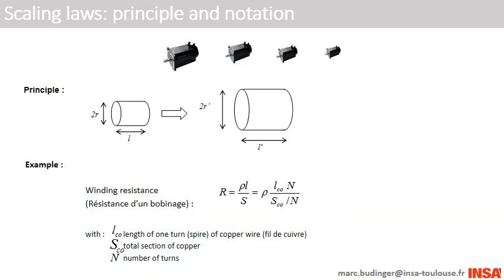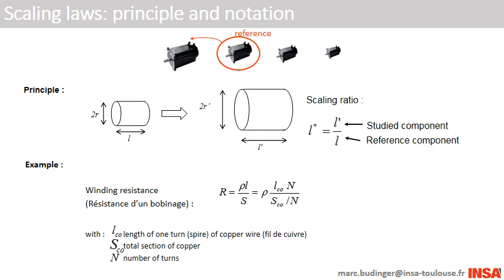The scaling law gives the possibility to modify a parameter for a change of dimension. It is necessary to have a reference component. In this example, we want to evaluate the winding resistance of a bigger motor than the reference motor. The size variation is L star. The resistance variation is R star.